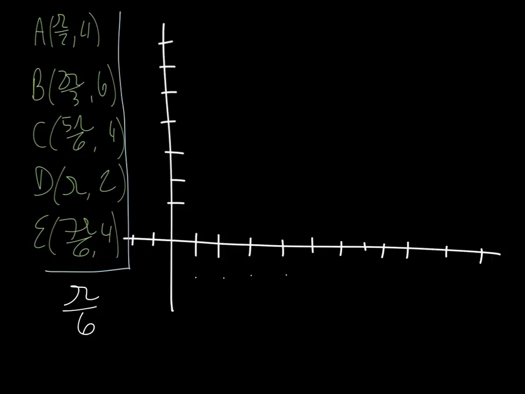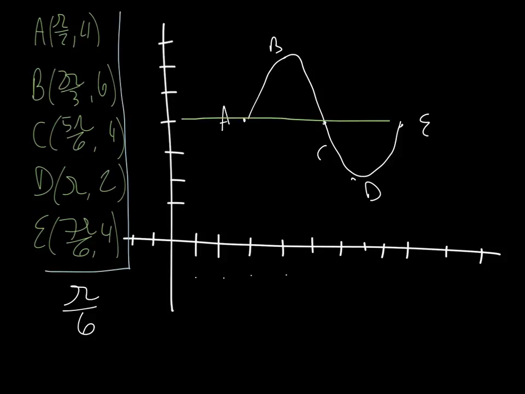So the A will be here, it'll be C, D, and E. And now you have one full period of the graph. Also note that because the equation had a plus 4 at the end, the midline isn't the x-axis, but instead the line y equals 4.